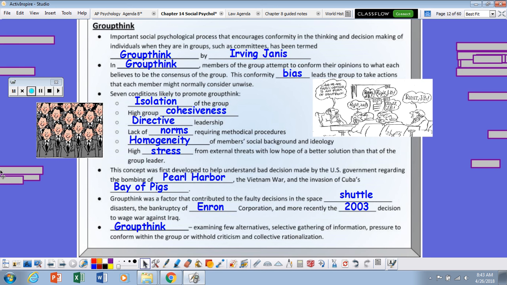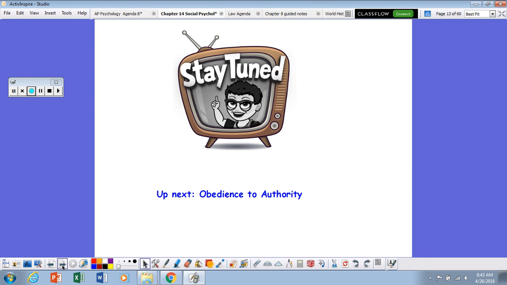Groupthink is basically examining few alternatives, selecting and gathering information, pressure to conform within a group, or to withhold criticism, and collective rationalization. Thank you very much.